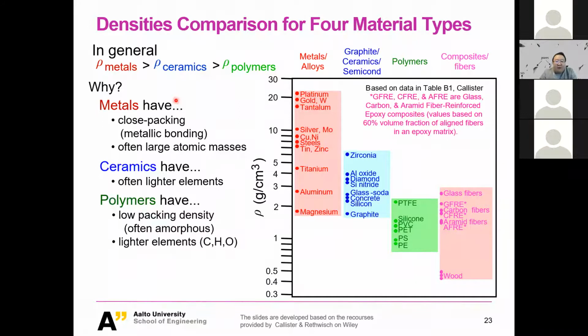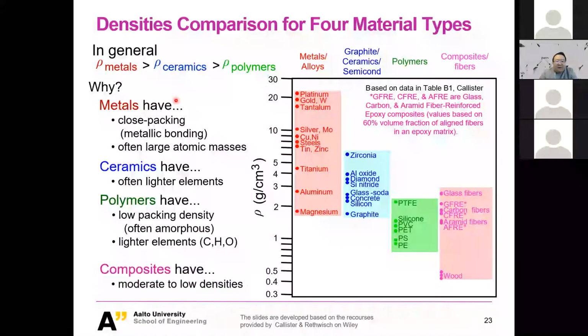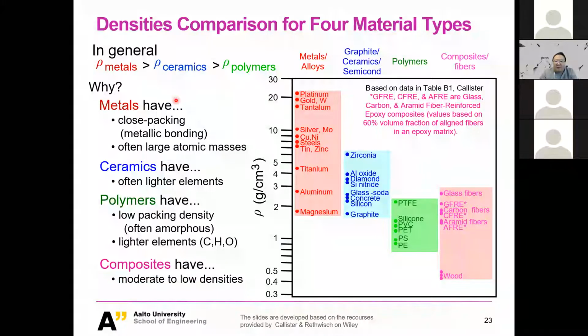Good. And then you can see the density correlation to materials of different categories. For example, metals are always the heaviest. One reason is that they have close packing, but they also often have rather large atomic masses. That's the second major reason for metals being so heavy. Ceramics are second, polymers third, and composites are something in a hybrid way. So you can get an impression from this diagram here.